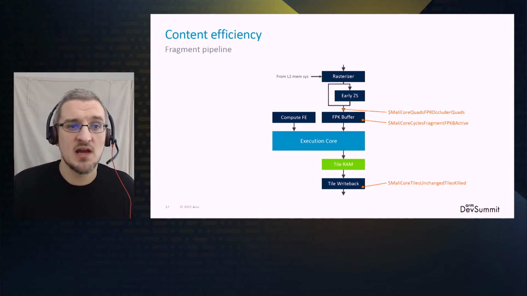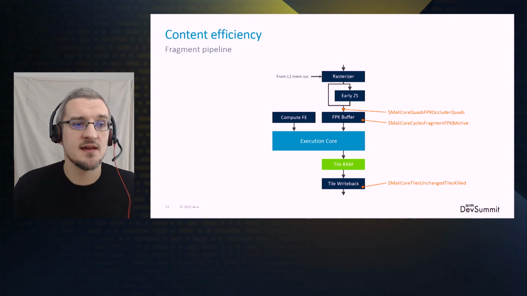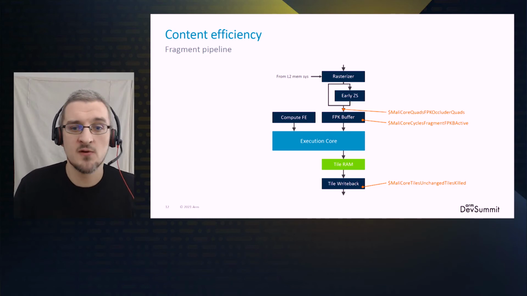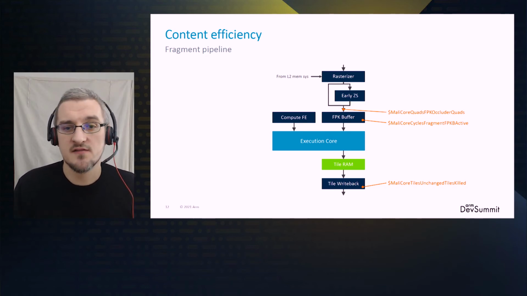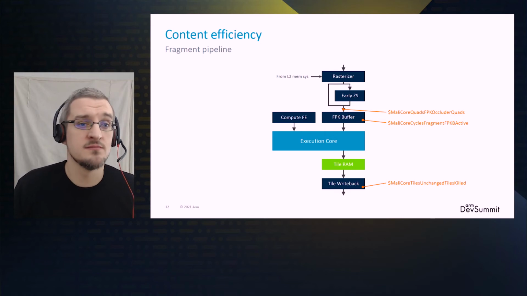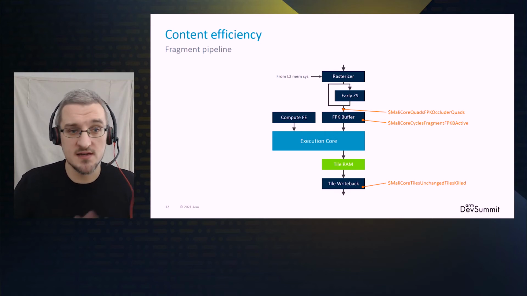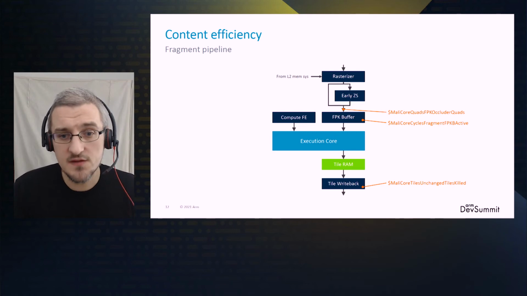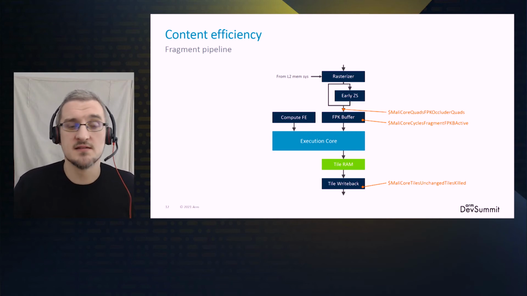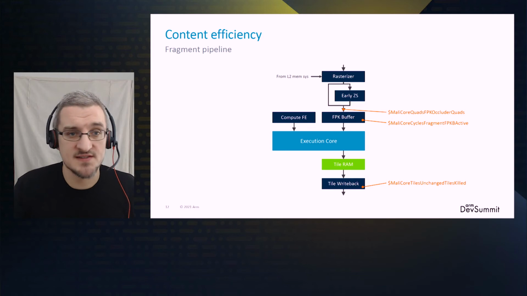On the tile write back side, we have an optimization that can skip tiles if they match the content already in memory through a CRC check. For 2D games in particular, that might give some optimization scope for doing a partial render of the frame. So that counter gives you some indicator that there could be some optimization opportunity for that.